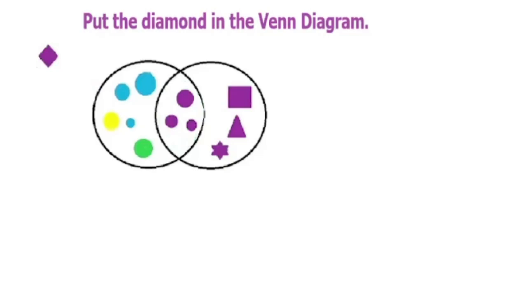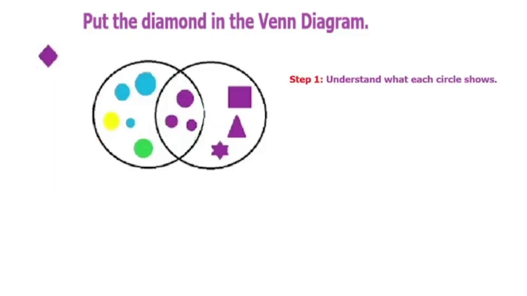In this lesson, we're going to learn about Venn diagrams. So if we have a problem like this that says put the diamond in the Venn diagram. So here's the diagram, here's the diamond, and then here's the Venn diagram. Okay?